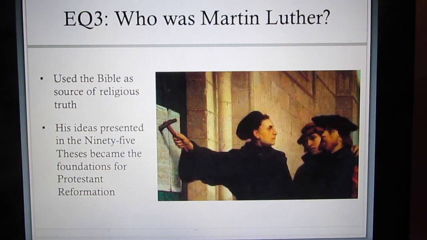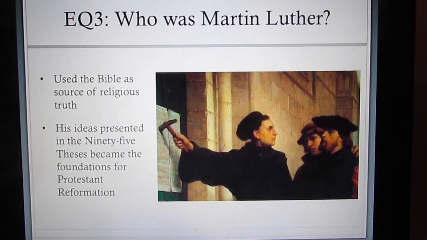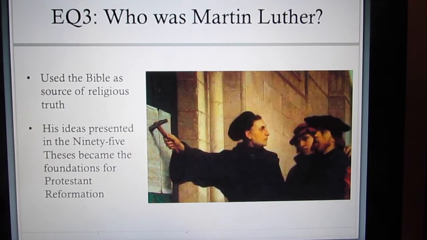Martin Luther uses the Bible as a source of religious truth. He presents his ideas in a document called the 95 Theses. And this becomes the foundation for the Protestant Reformation. Martin Luther's protest of indulgences began the Protestant Reformation. The Catholic Church had authorized the selling of indulgences to raise money.